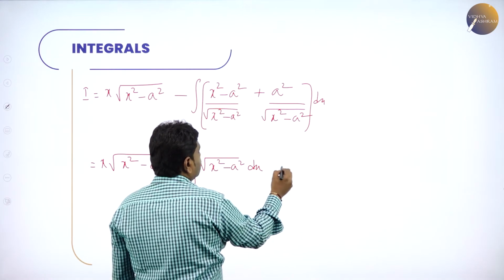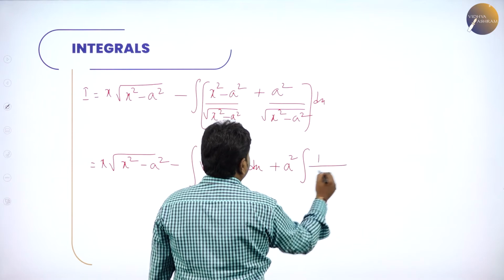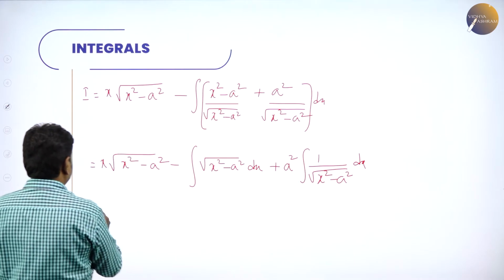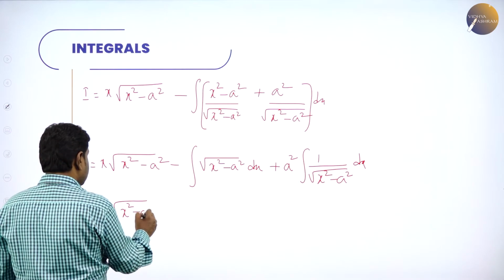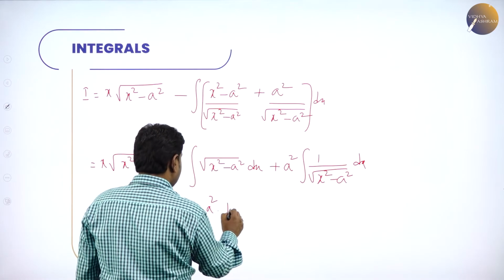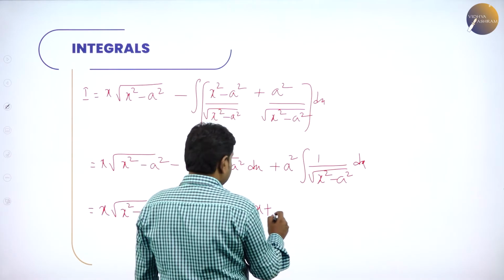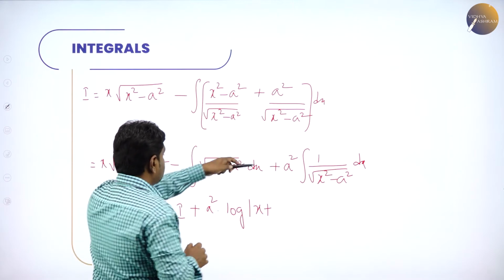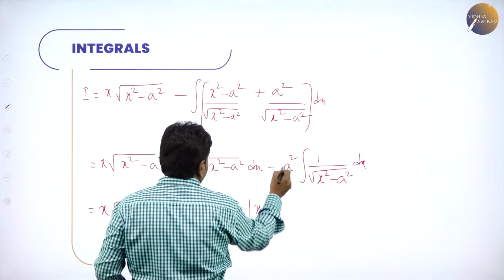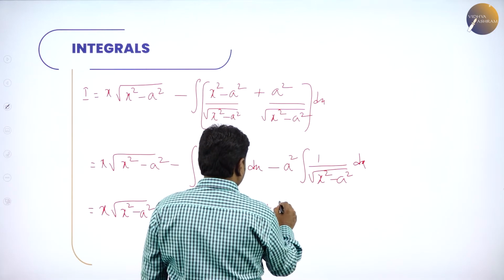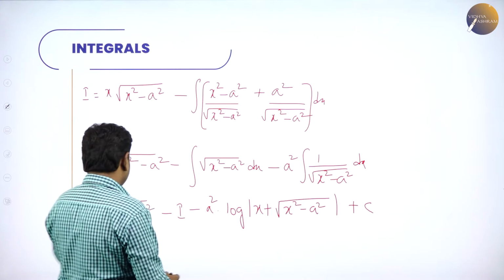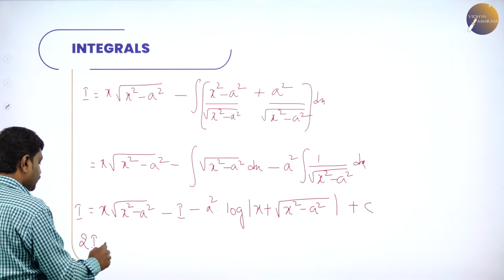So plus the integration of a square, if I take out, it will become 1 by root of x square minus a square dx. So now minus is common, so the given problem becomes x into root of x square minus a square minus this whole part, which becomes I plus a square. You know, the integration of this gives you log of mod of x plus root of x square minus a square, where plus into minus becomes minus, so this minus is for both. Plus c. Now minus I bring this side, already we have I here, it will become 2I.